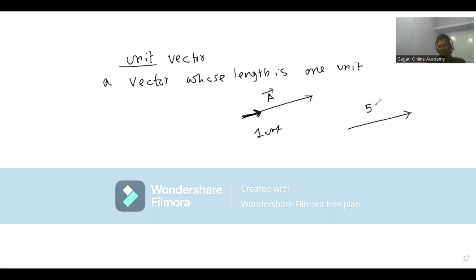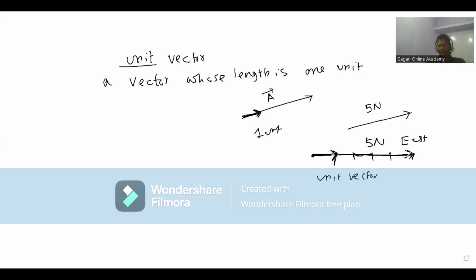Suppose this is 5 Newton, say 5 Newton in the east direction. So this is 5 units. I am dividing it into 5 parts: 1, 2, 3, 4, 5. So I divided this 5 Newton vector into 5 small vectors. This small vector, from here to this point, indicates the unit vector.